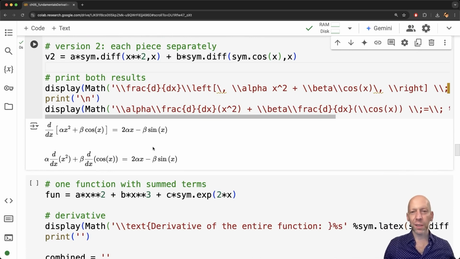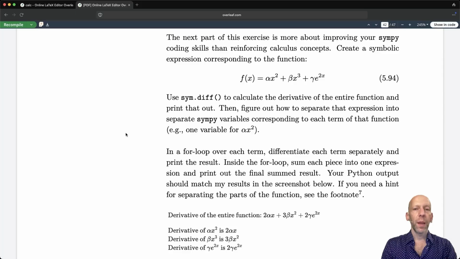Now, just to be clear, this is not a rigorous proof of the linearity of differentiation. I showed a proof in the text for this chapter that is more rigorous. This is a useful demonstration that will, first of all, help you improve your SymPy math coding skills in Python. And secondly, provide what I think is an intuitive and compelling demonstration of the linearity property. Now for the next part of this exercise.